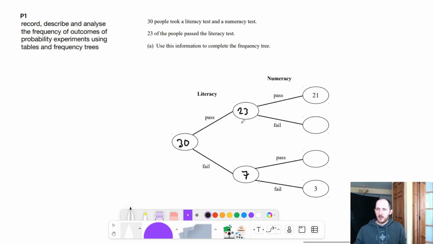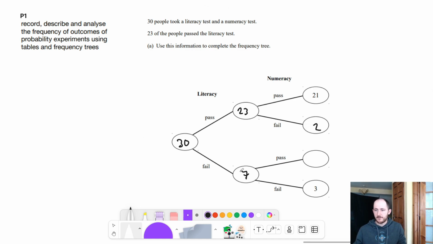So think about it. The good thing about frequency trees is if you look along these, this 30 is being split up into 23 and 7. So what that means is that these two numbers have to add up to 30. So if I use this logic in the top branch of the tree, this 23 is being split up into 21 people who passed and some number of people that failed. Well, think about it. This must be 2 then, because these numbers should add up to 23.